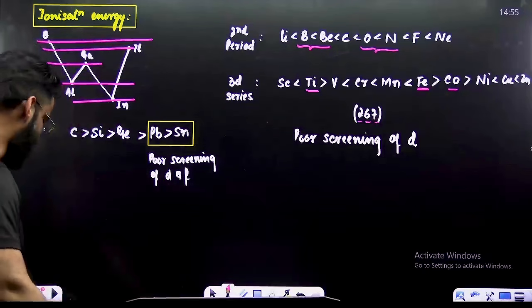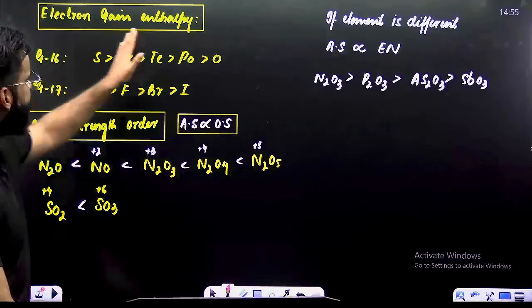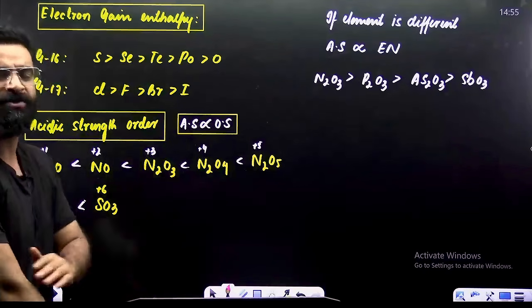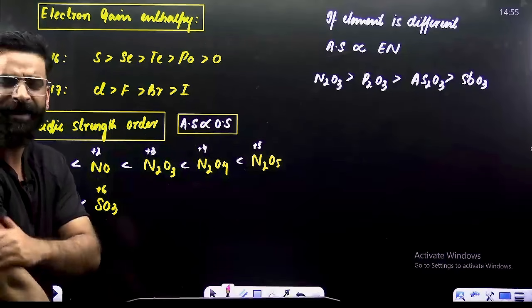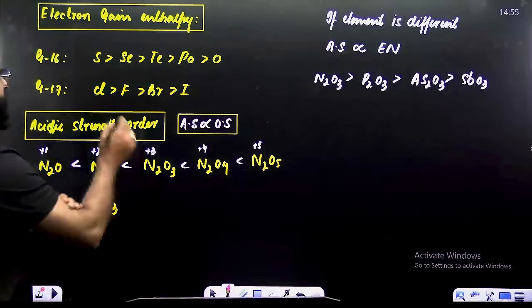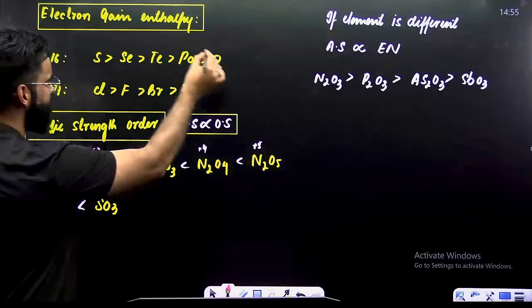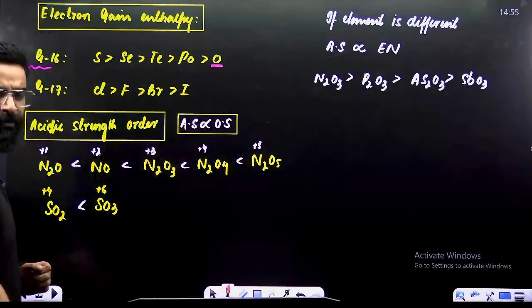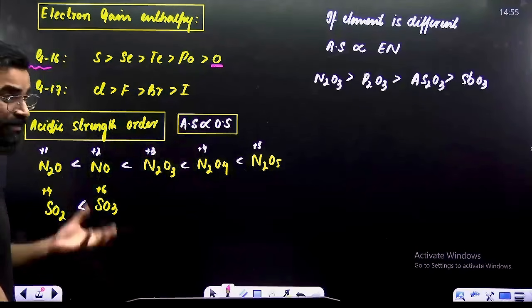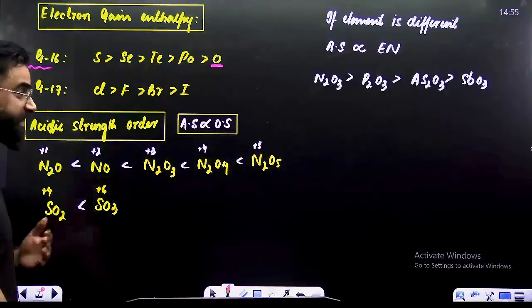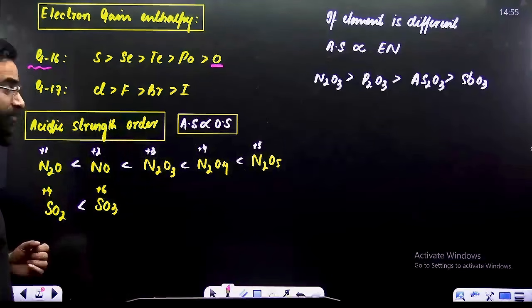Reason is again the poor shielding of d electrons. Now, electron gain enthalpy order. Down the group, what happens to electron gain enthalpy? Electron gain enthalpy down the group decreases. Perfect. So oxygen should have maximum electron gain enthalpy in its group, but it has got the minimum, right? What is the reason? Reason is its smaller size. Perfect. Because of which it experiences more repulsions when the incoming electron comes.